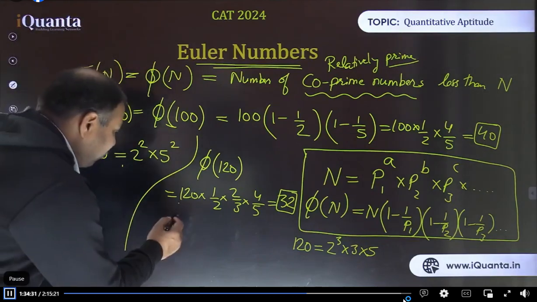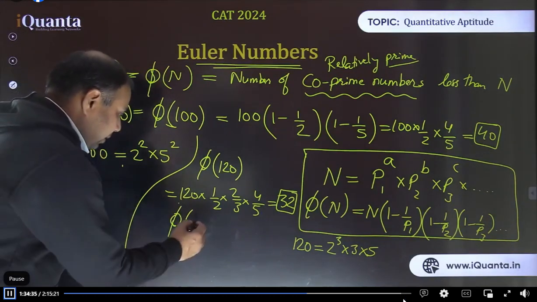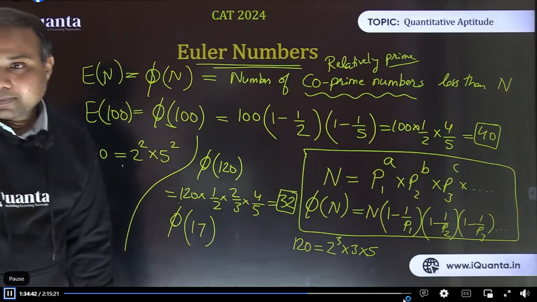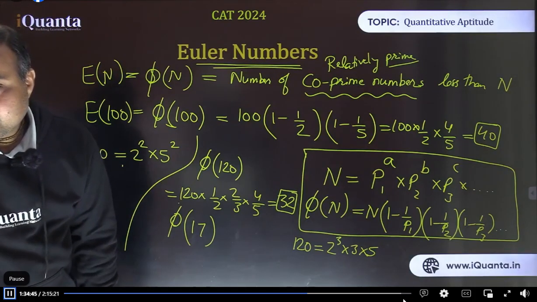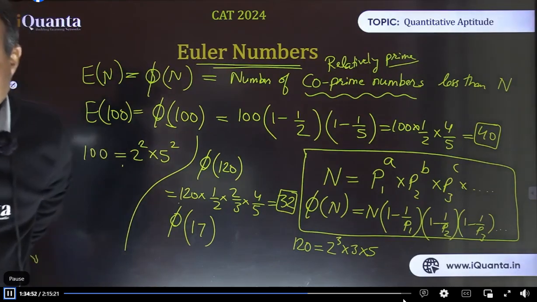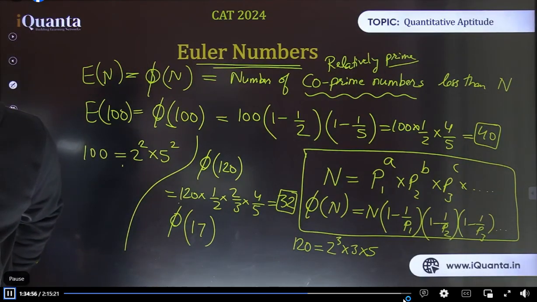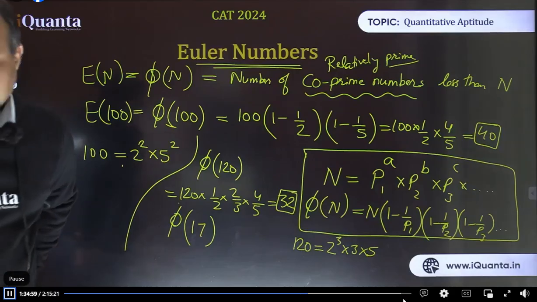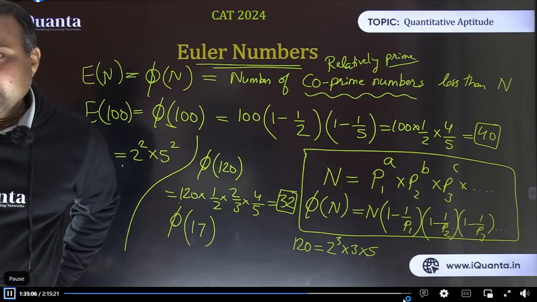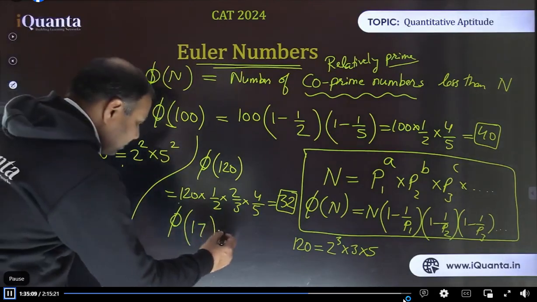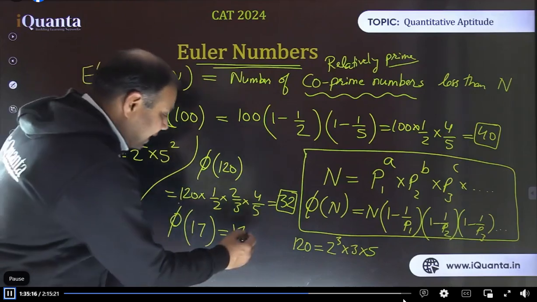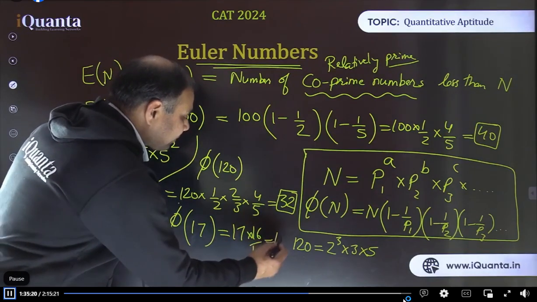Okay, do one more. What will be phi of say 17? Now 17 itself a prime number, right? Phi of 17. Sunil, please recheck how you are getting 2. Yes, it is 16. Right. There is only one prime number, 17 itself. So it is 17 times 1 minus 1 upon 17, that is 16 by 17, or effectively 16.